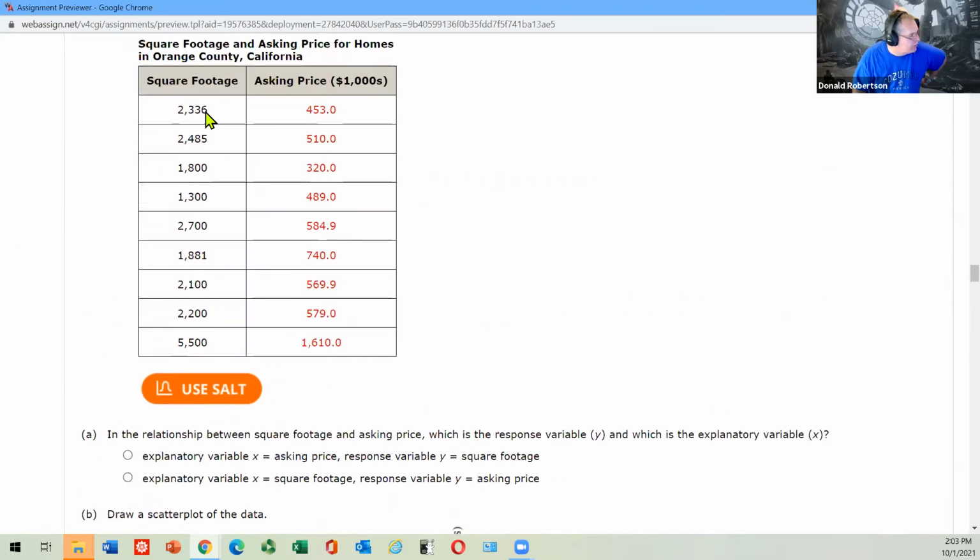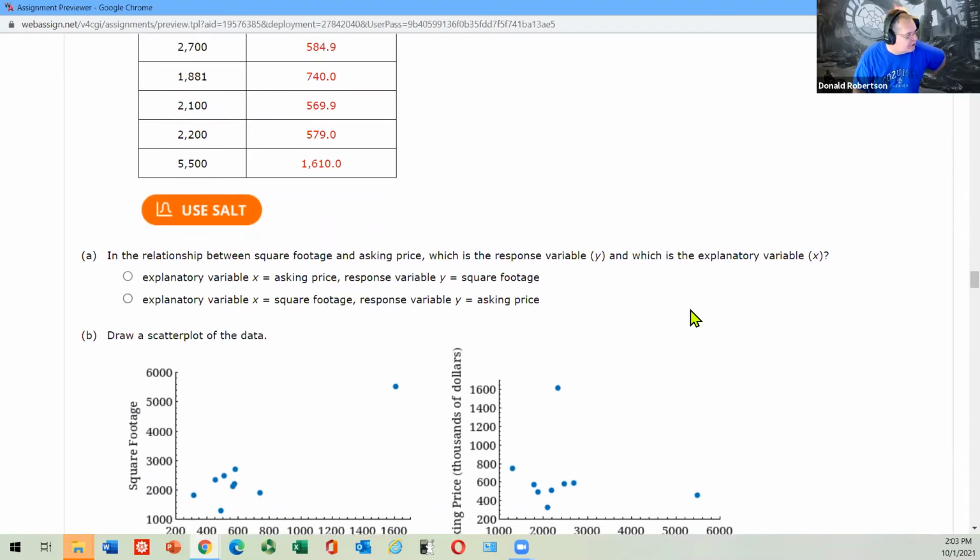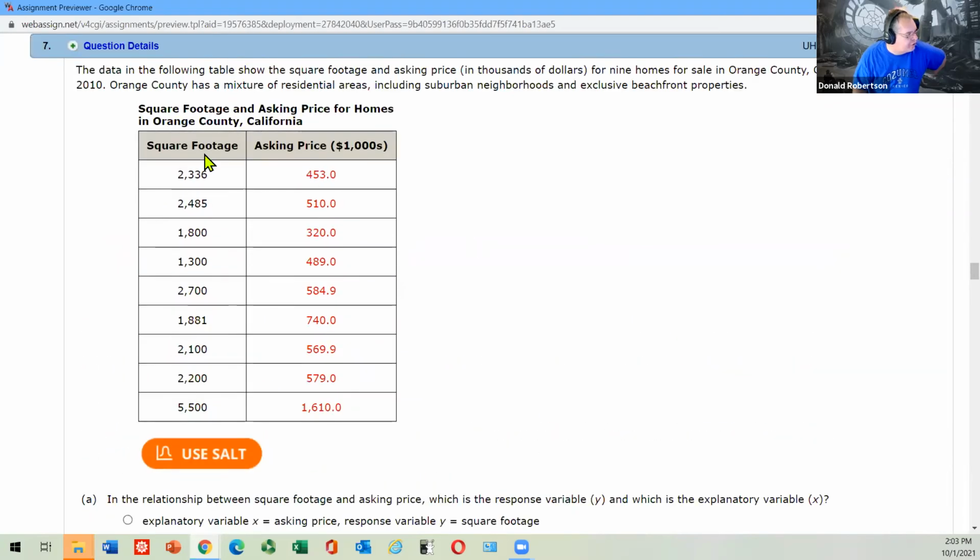So here we have square footage and the asking price of the house, right? See, this guy and this guy. In this relationship, is the explanatory variable X the asking price and the response variable the square footage, or is the explanatory variable X the square footage and the response variable the asking price? So they've given you 2 choices.